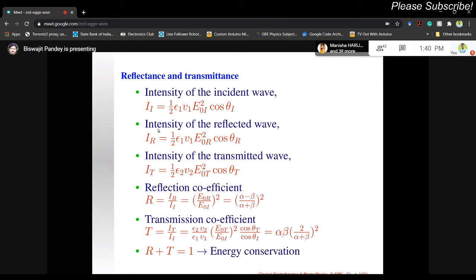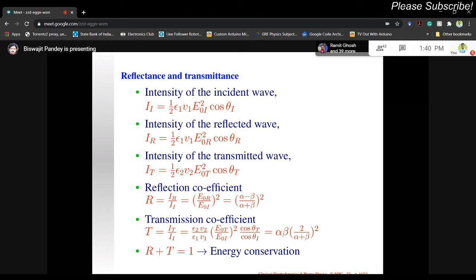So r plus t will be 1 because energy will be conserved. Whatever light has been incident on the interface will be partly reflected and partly transmitted. So if you add them up, the amount of energy which is reflected and transmitted must be equal to the incident energy. That is the energy conservation law.